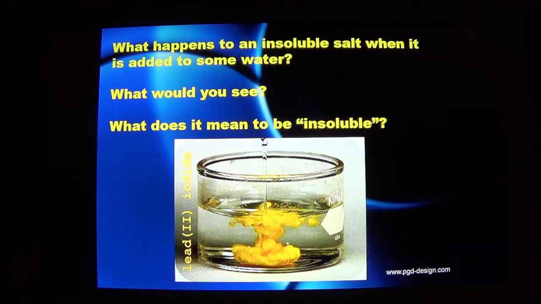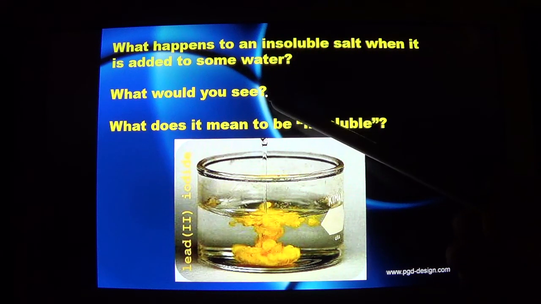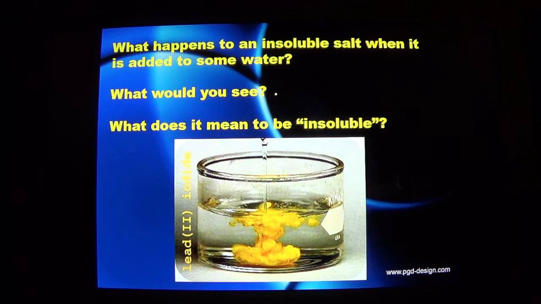But let's talk about that solid. It's sitting in water because those solutions were very dilute, so lots of water around it. What's happening to that insoluble salt? Maybe we should be asking this third question first. While you're thinking of what's happening to the insoluble salt and what you would see, let's discuss what it means to be insoluble.